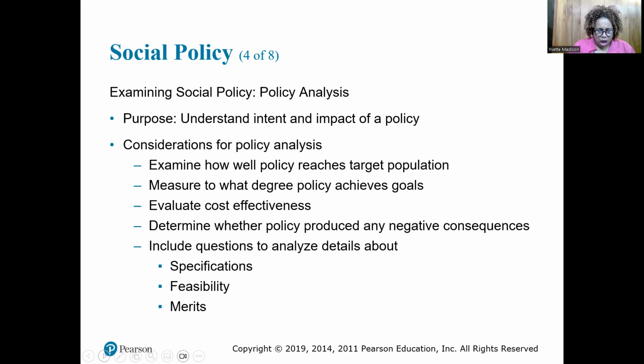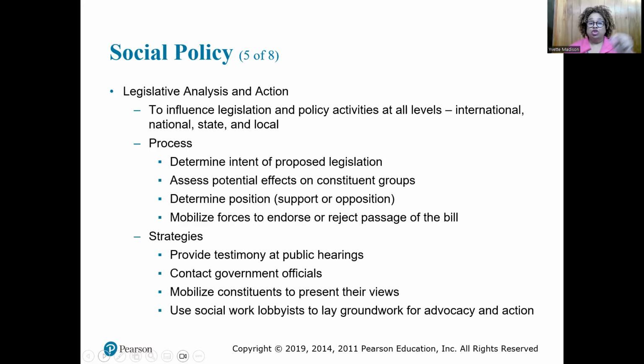When we talk about the policy merits, we're looking at how effective is this policy that is currently in place. And when we're thinking about making changes, we have to look at what is the procedure, what is the process in making changes to an existing policy, practice, legislation.